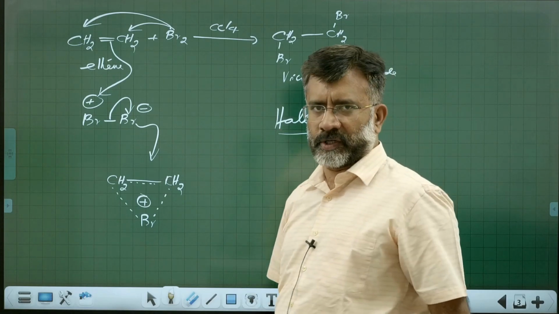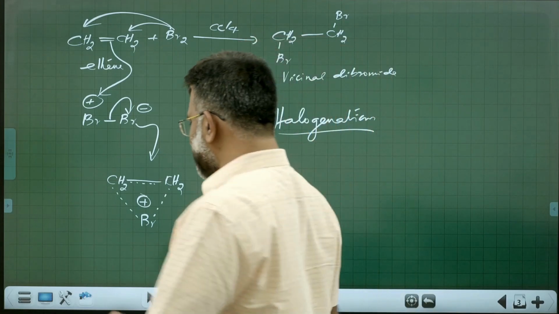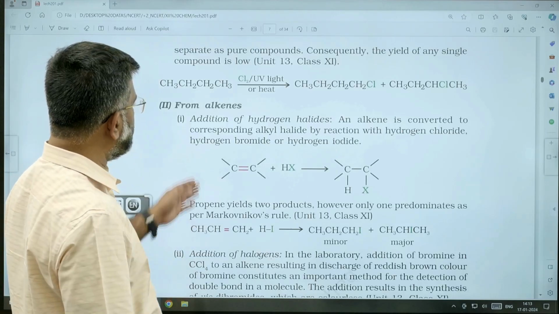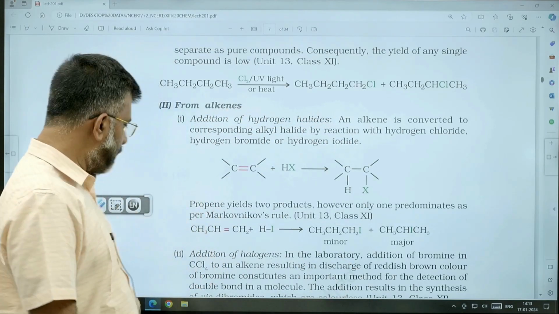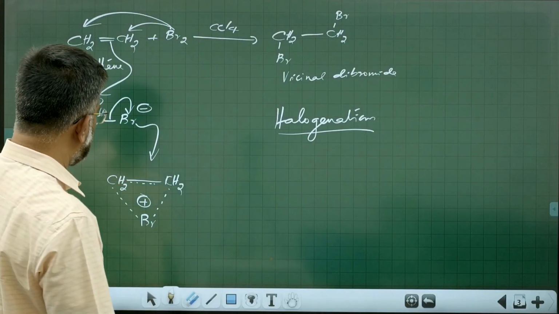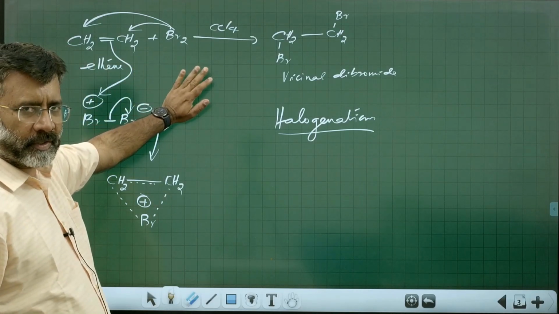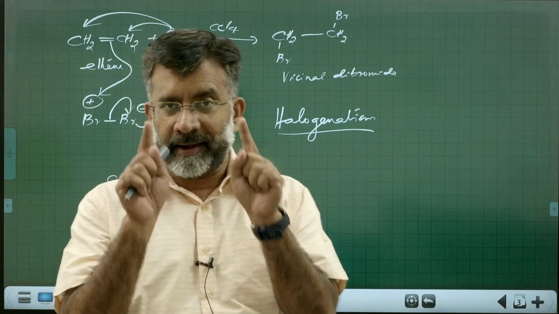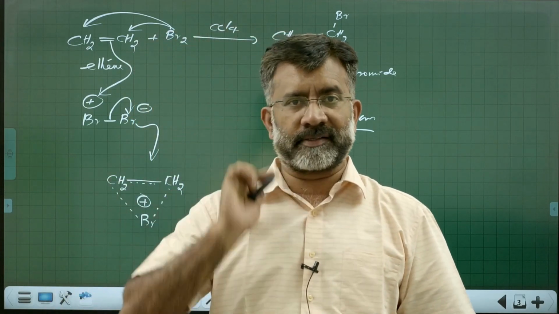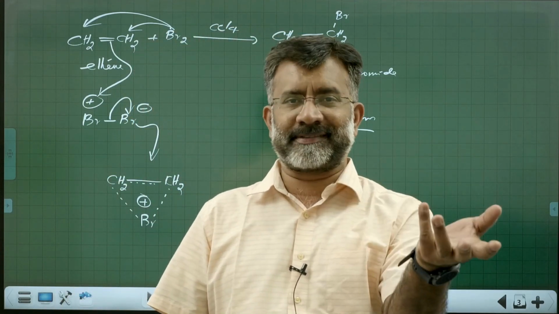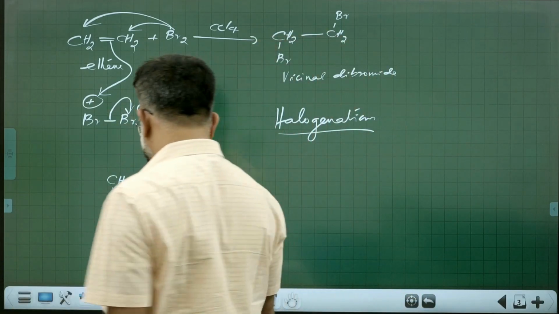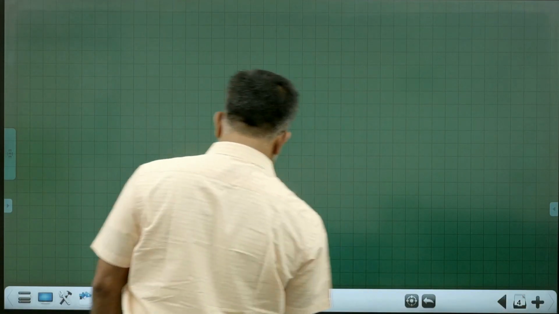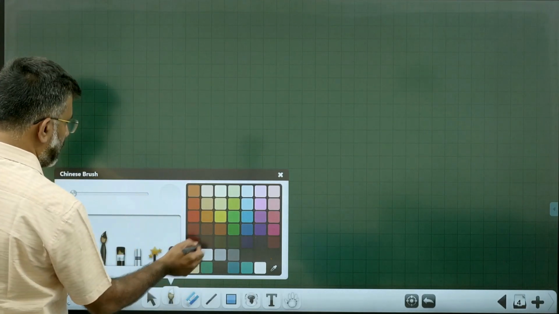Halogenation reaction. In fact, I think the caption with which I started is addition of hydrogen halide. Okay, let's see what is the addition of hydrogen halide. This is halogenation reaction. Of course, it is an electrophilic addition reaction, anti-addition, test for unsaturation. The caption with which I started is addition of hydrogen halide. How is the hydrogen halide added? That too is an electrophilic addition reaction.